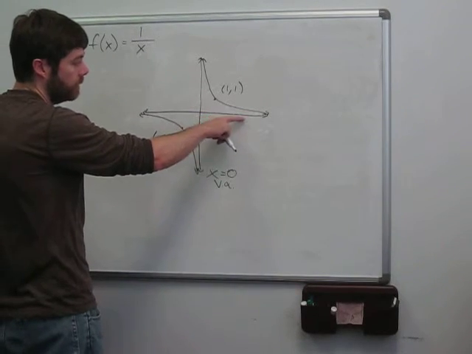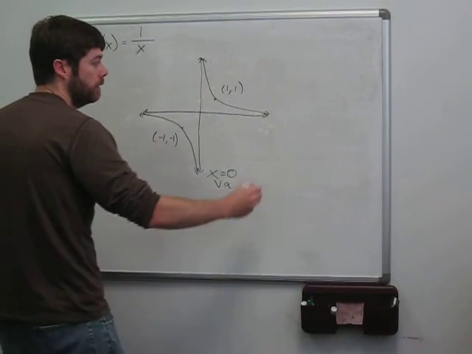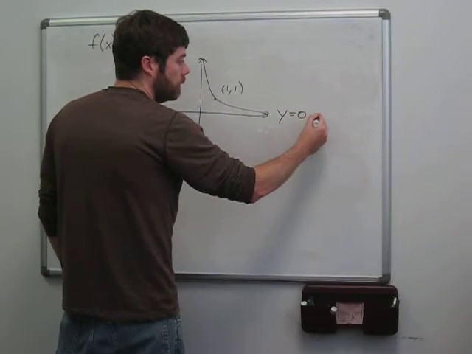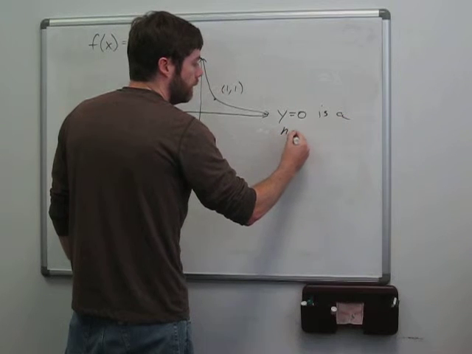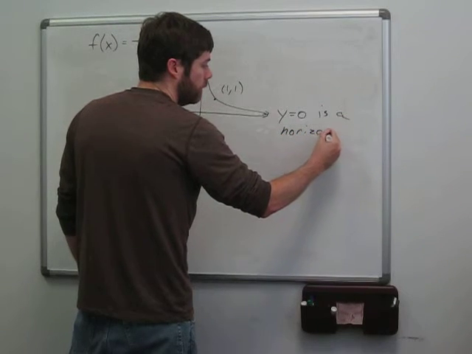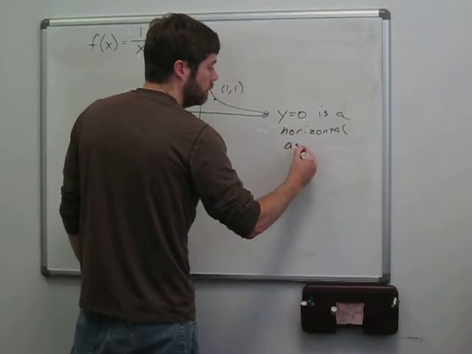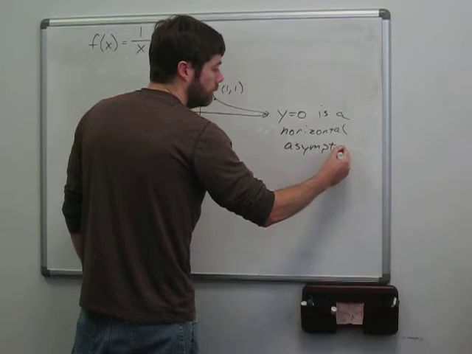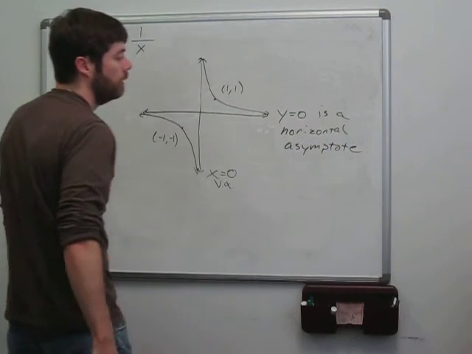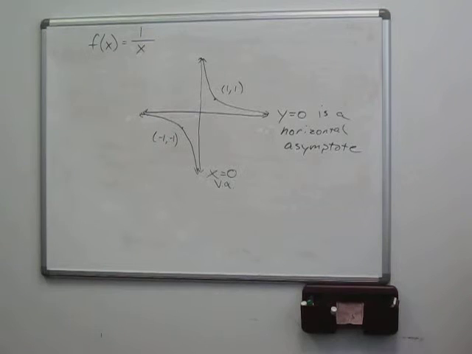Because the graph gets closer and closer to the line y equal to 0, we see that y equal to 0 is a horizontal asymptote. So horizontal asymptotes are all about the long-run behavior of functions.